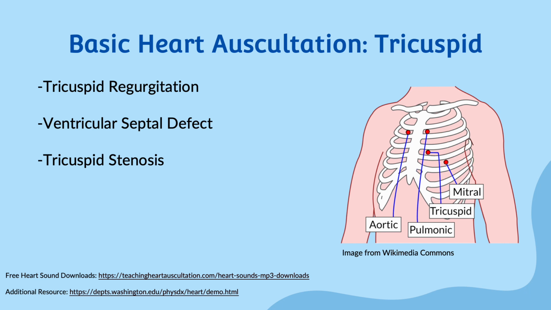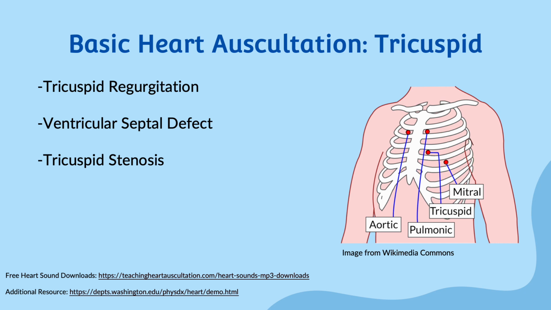This hole allows blood to flow from the left ventricle to the right ventricle, instead of flowing to the body as it should. This can cause the heart and lungs to work harder than normal, leading to symptoms such as rapid breathing, poor growth, or fatigue.